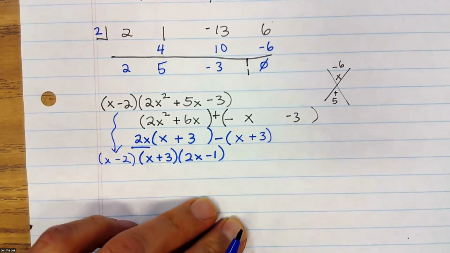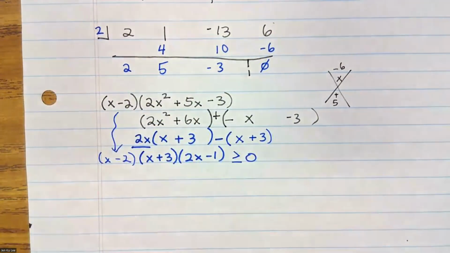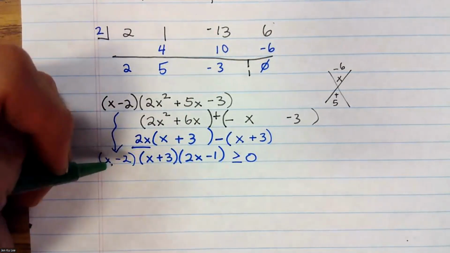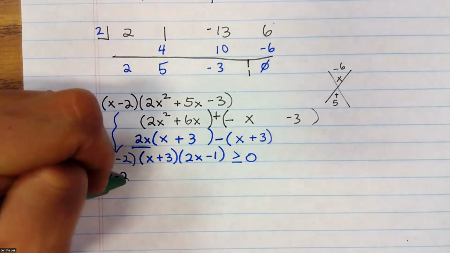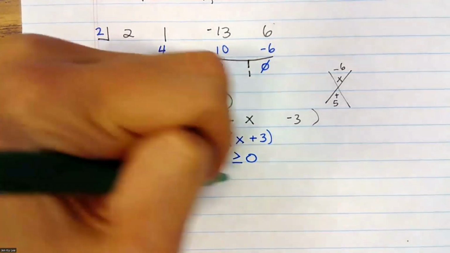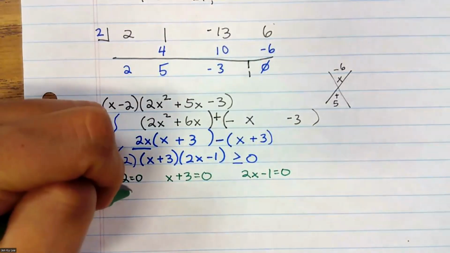Okay? The original question was greater than or equal to 0. But in order to find my zeros, I'm going to set each of them equal to 0, and then solve for x.